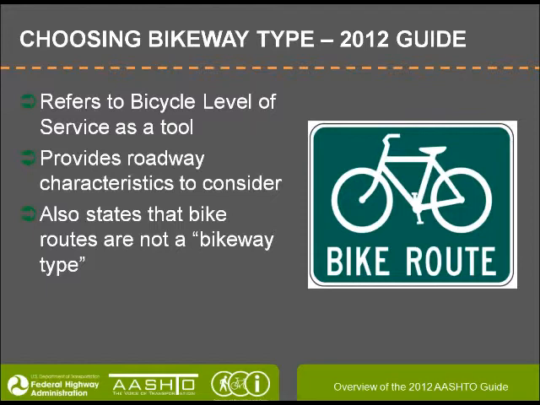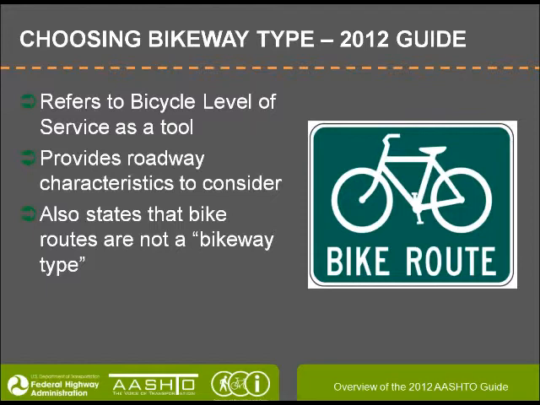Along the same lines of how to choose the appropriate bikeway type, the 2012 guide refers to bicycle level of service as a tool. As I mentioned, the Highway Capacity Manual has a lot more information on how to calculate bicycle level of service and a bicyclist's feeling of comfort given different roadway characteristics, different volumes of traffic, different speeds, different widths of roads. It also provides lists of roadway characteristics to consider when making those decisions.